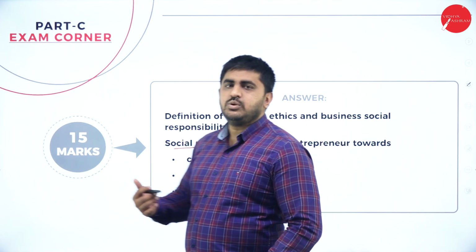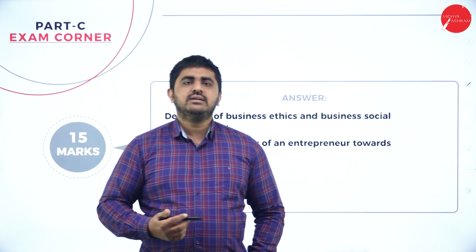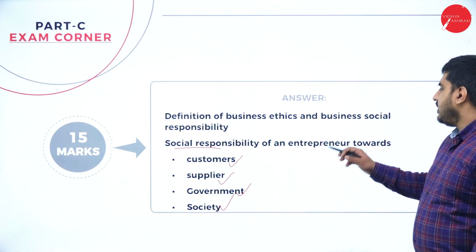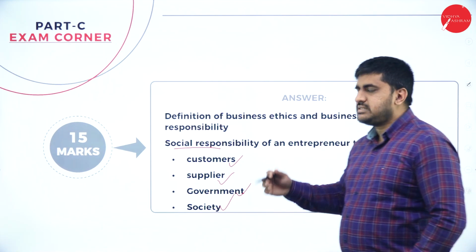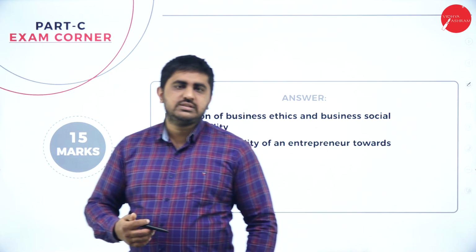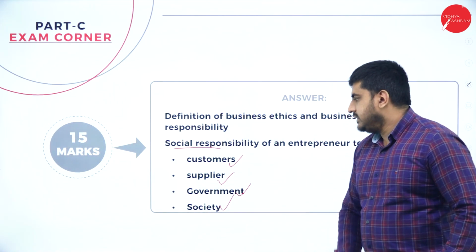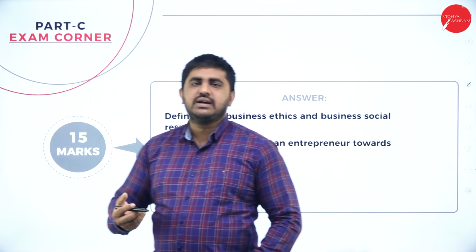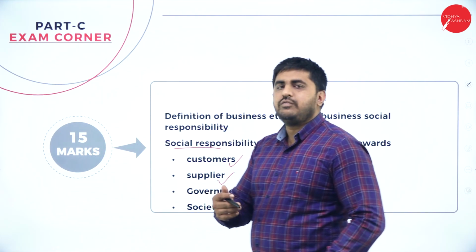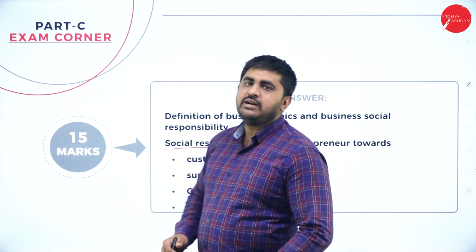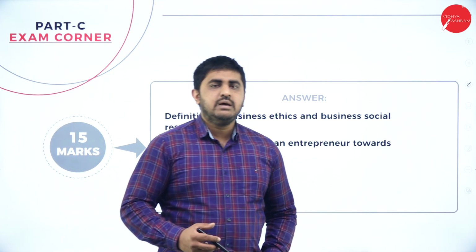So after the definition of business ethics, you give one definition of social responsibility. Social responsibility is doing some charity to the society. That is the meaning. So here, social responsibility of an entrepreneur towards customers: providing quality goods at reasonable price. That is there. Then giving after-sale service to the customers, redressal of any complaints. Then suppliers: making payment on time, not cheating them.